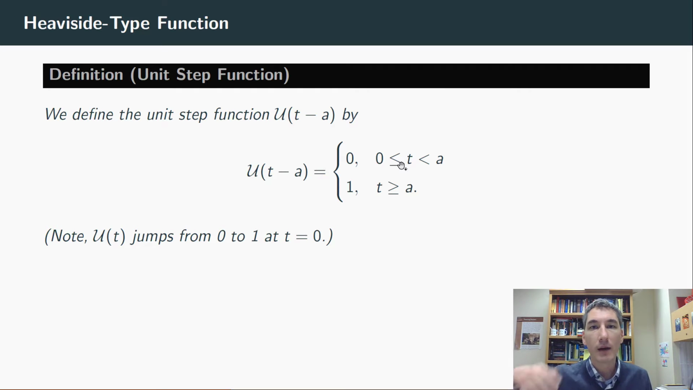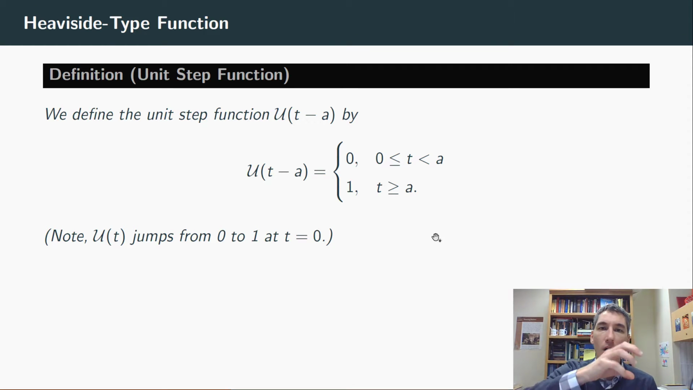If you do u(t minus a), it just shifts that over to 0 up until the number a, and then it becomes 1 after that. So it's the unit step function. And it's a Heaviside-type function, so sometimes I call this a Heaviside function. And if you wanted a step function that went from, say, 0 to 2, well, then you could just multiply this by 2, right, and you'll get 0 to 2. So the unit step function is 1 unit, but you can make it however many units you want.